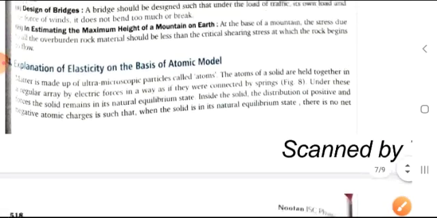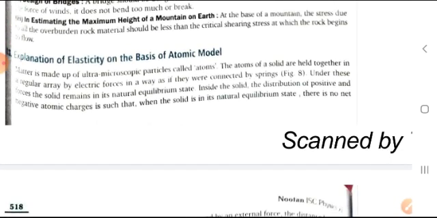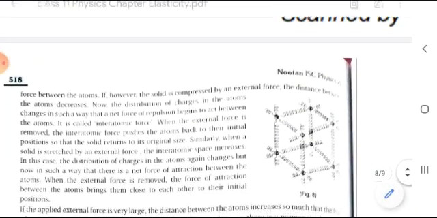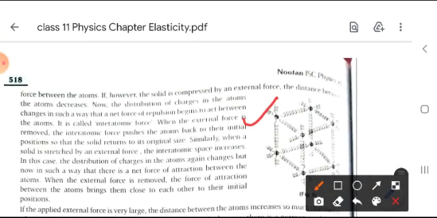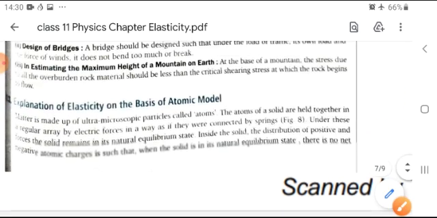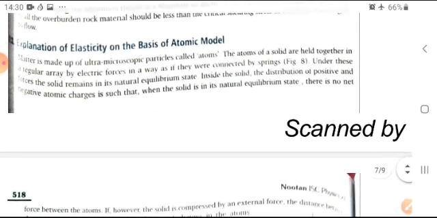Now moving forward, what is the explanation of elasticity on the basis of the atomic model? Look at this diagram. Everything is made of atoms, and in this model it is supposed that every atom is connected with a spring. When any external force is applied, it deforms, and just like a spring, when the external force is removed, it obtains its original shape and size. This is the basic concept of the atomic model for elasticity.